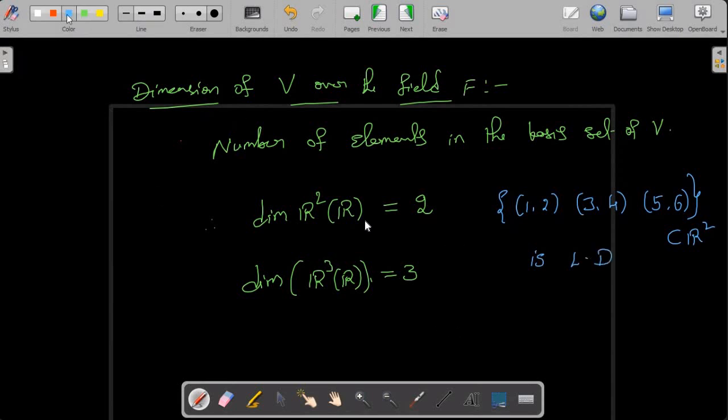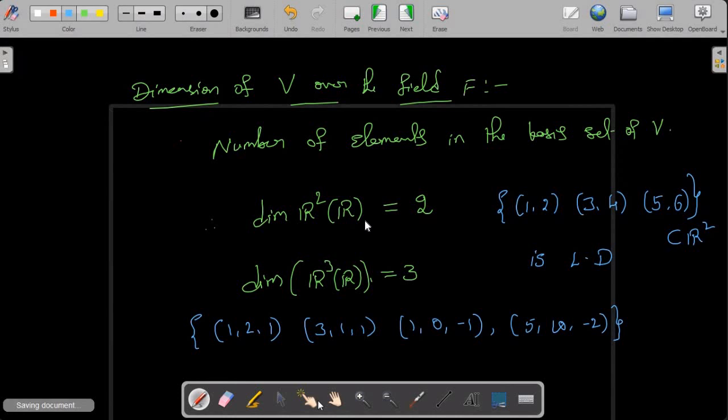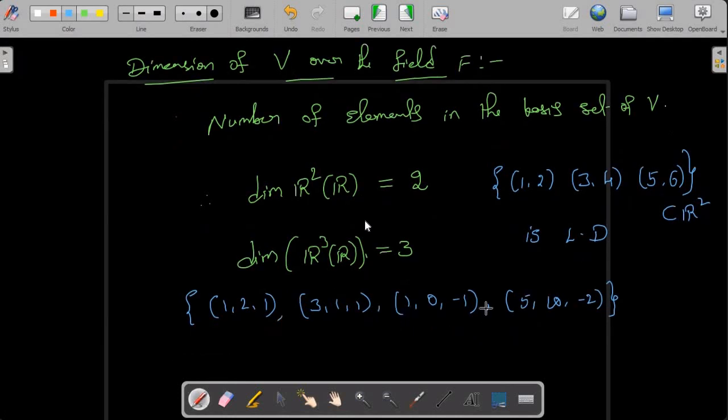Okay. అట్లాగే R3 లో సబ్సెట్ తీసుకోండి. 1 2 1, 3 1 1, 1 0 minus 1, 5 10 minus 2. I have randomly written this set. Okay. Now this is a subset of R3, and you know the dimension of R3 is 3. This set contains more than 3 elements. Therefore, this set is linearly dependent.